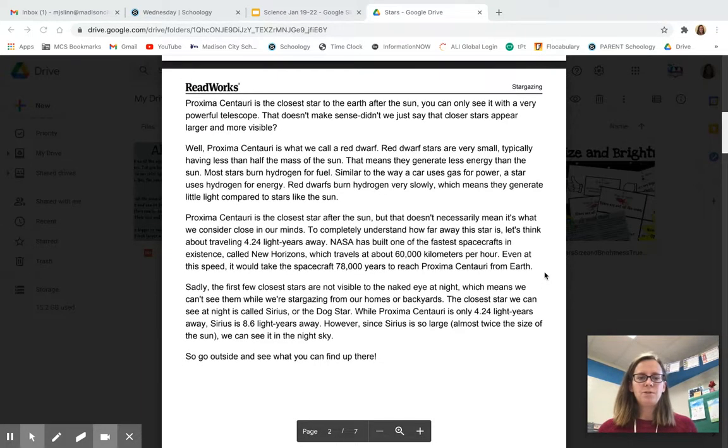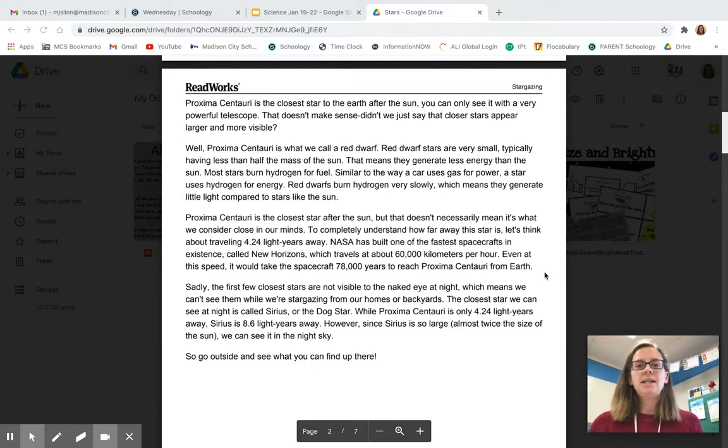Sadly, the first few closest stars are not visible to the naked eye at night, which means we can't see them while we're stargazing from our homes or backyards. The closest star we can see at night is called Sirius, or the dog star. While Proxima Centauri is only 4.24 light years away, Sirius is 8.6 light years away. However, since Sirius is so large, almost twice the size of the sun, we can see it in the night sky. So go outside and see what you can find up there.